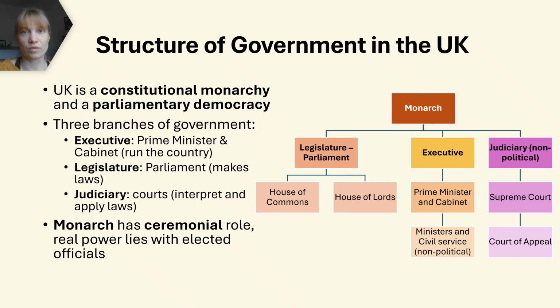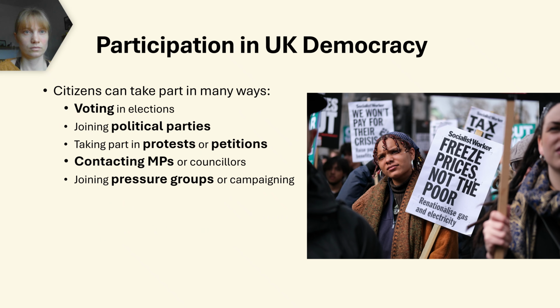Parliament, made up of the House of Commons and House of Lords, passes laws. And the judiciary makes sure laws are followed and fairly applied. The separation helps prevent one group from having too much power. For example, courts can rule if a law breaks human rights, even if Parliament passed it. Democracy isn't just about voting every few years. There are many ways in which people in the UK can get involved.